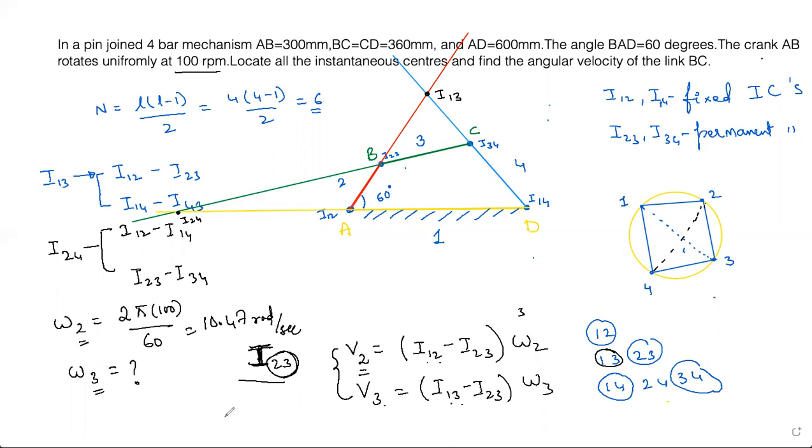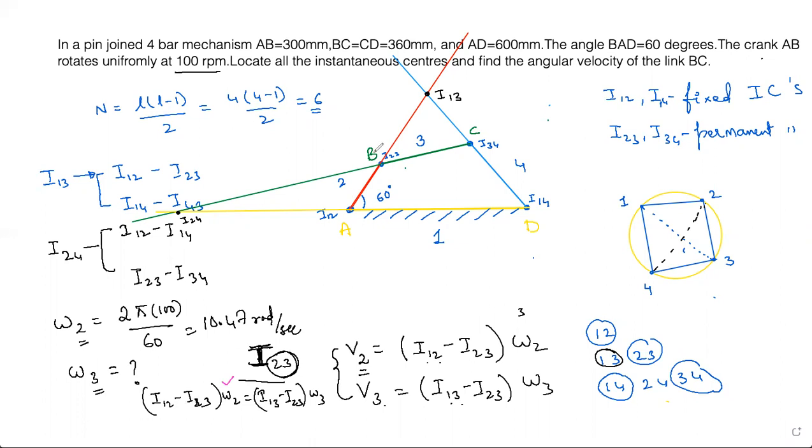So I can write this directly: I12 to I23 into omega 2 will be equal to I13 to I23 into omega 3. Now I have these values. What values do I have? I have omega 2, which is 10.47.